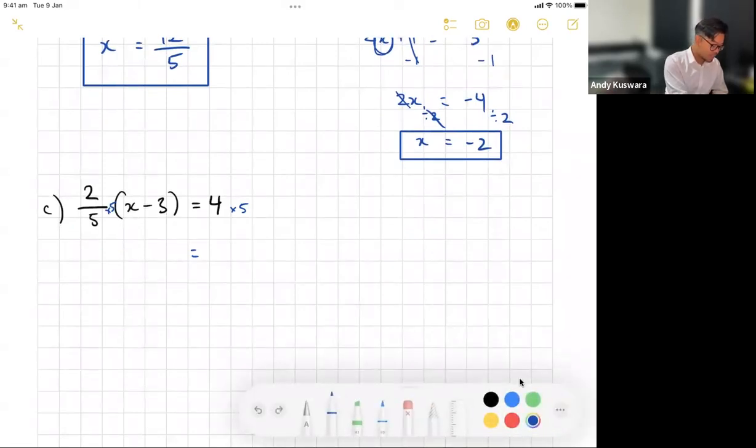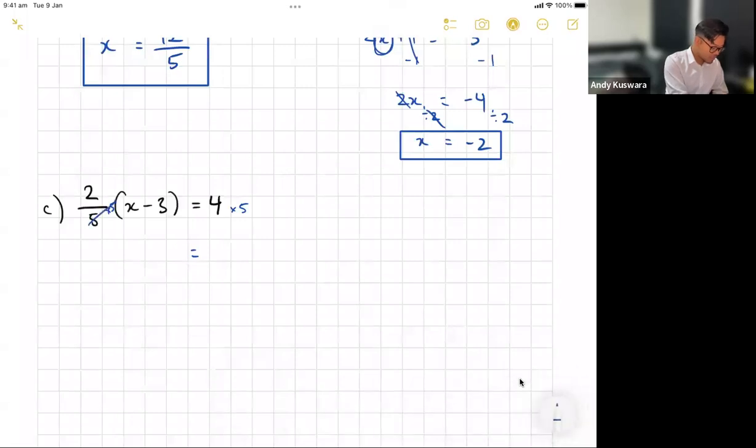So it's just going to cancel out here. So it's going to leave me with that 2 still staying there. That doesn't go anywhere. The x minus 3 kind of follows along. And then on the right-hand side, we have 4 times 5. That gives us 20. Okay, now we've got this. Let's be smart about it here.